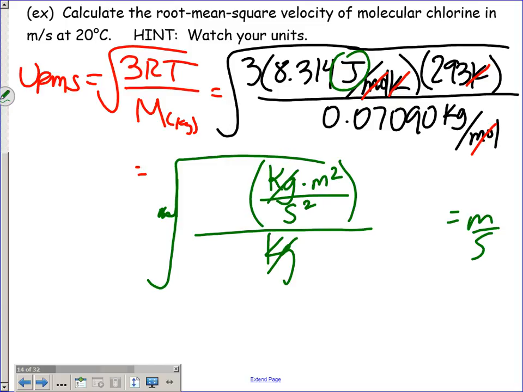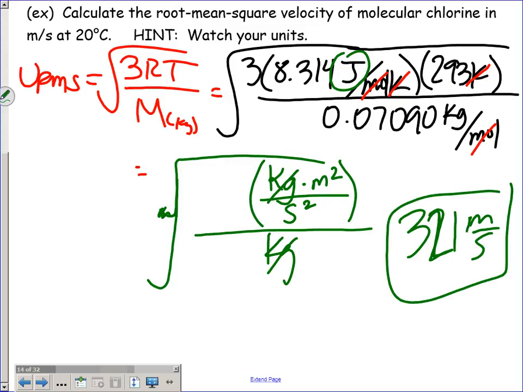What's the number though? 321. Wonderful. So this molecule is moving at 321 meters per second. Holy cow. Is that fast or what? Pretty fast. So if I take a chlorine molecule and release it, I throw it at Binky, is it really going to get to him at that speed of 321 meters per second? No. Why?